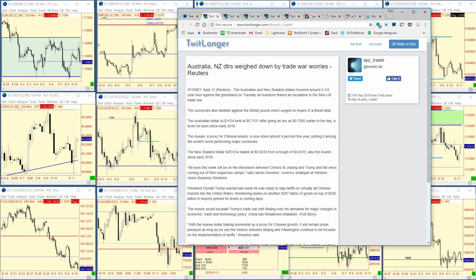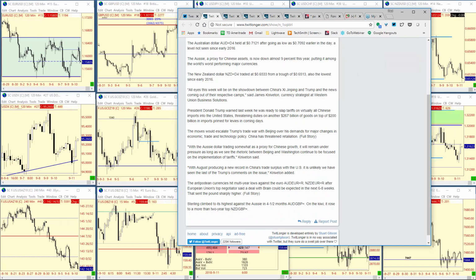President Trump warned last week he was ready to slap tariffs on virtually all Chinese imports in the United States, threatening duties on another $267 billion worth of goods. This is what kicked the dollar into high gear on the close. We talked about that yesterday. On Friday, we had a good NFP, like I said, kind of give us a narrative. We had a good NFP, but it wasn't like the dollar went gangbusters.